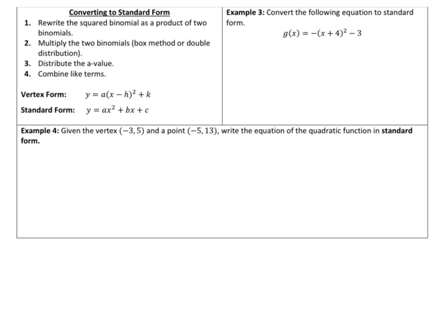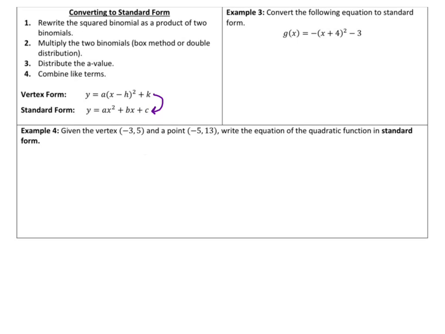That's where we're getting set up to use box method or double distribution, right? That's our next step. And then distribute the A value, whatever that A value might be, or it could be a negative A value, and then combine like terms. Okay, so we're going again from vertex to that standard form. And remember, standard form looks like y equals ax squared plus bx plus c. So we're going to start out with example number 3. It's already given to us in vertex form, and all we need to do is convert it.